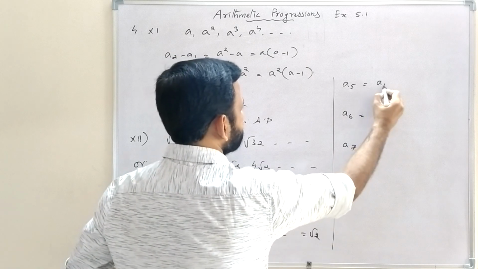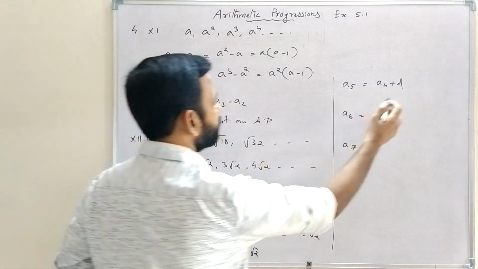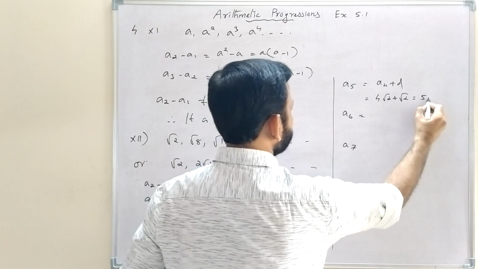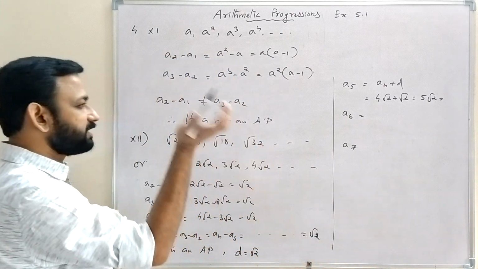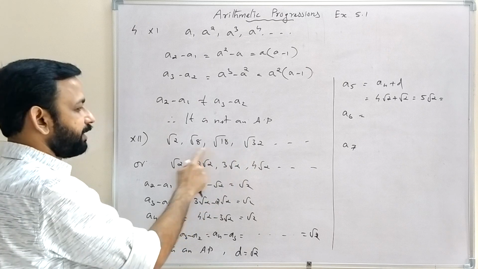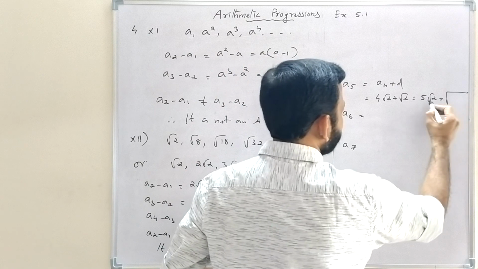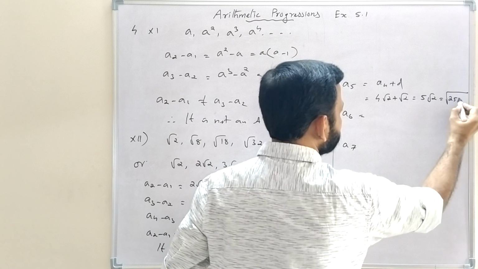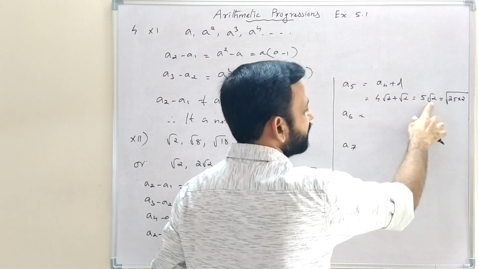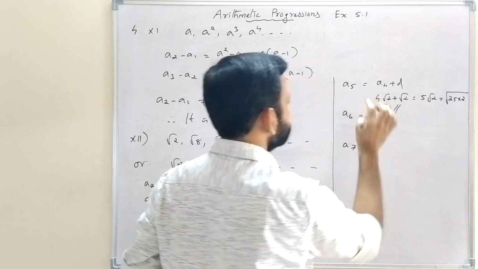A5 is equal to A4 plus D, and A4 is 4 root 2. That is 4 root 2 plus root 2, that is 5 root 2. When we take 5 inside the radical, we can convert it into this form. Then it will be square root of 5 squared, that is 25, into 2. So square root of 25 into 2, that is 5 root 2. So that is root 50. Root 50 is A5.